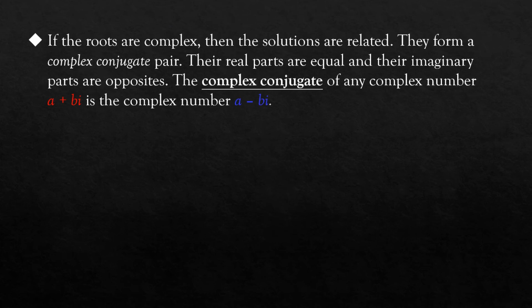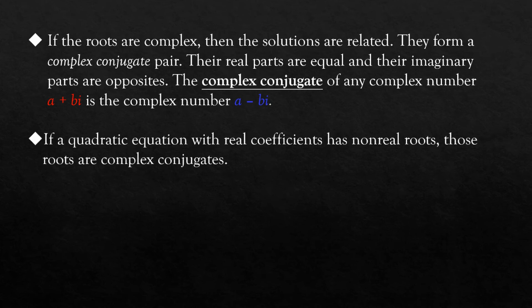To sum up what we just saw, if the roots are complex, then the solutions are going to be related. They form what's called a complex conjugate pair. The real parts are equal and their imaginary parts are opposite. The complex conjugate of any number a plus bi is the complex number a minus bi. In other words, you simply swap the sign in the middle.